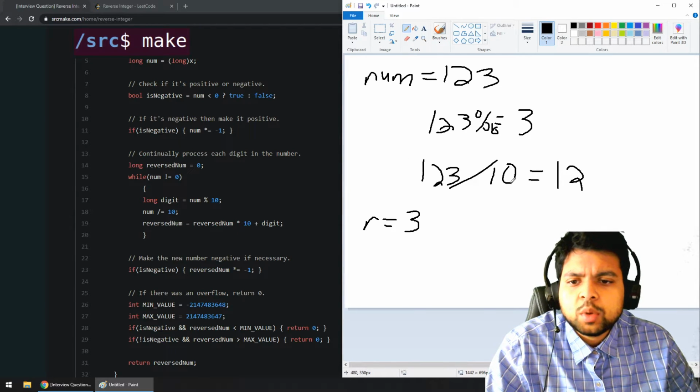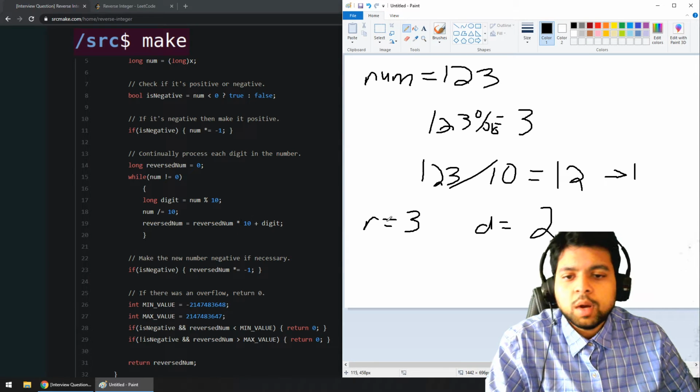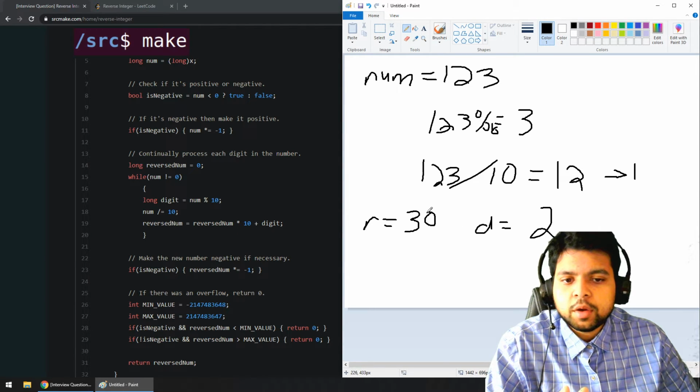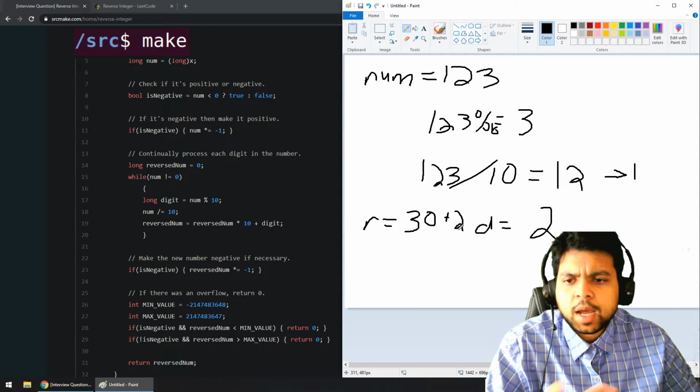So number is equal to 12 right now. If we do the modulus, the digit is going to be 2. We're going to say the digit is equal to 2. We divide by 10, so this is going to turn into a 1. And then we say reverse number is equal to whatever it is times 10, which is going to be 30, plus the digit, plus 2. So it's going to be 32. And we kind of keep going with that.